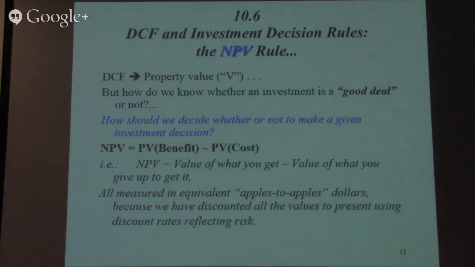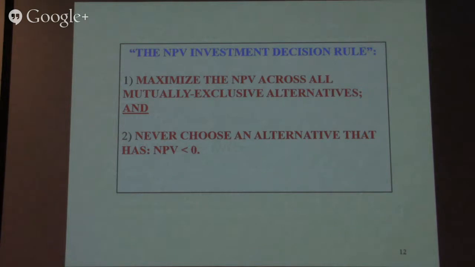Very important that we make it apples to apples. We've got to compare the same kind of dollars here on the benefit side with the same kind of dollars on the cost side. So they have to be all reduced to the same point in time, namely the present. And in doing that, you have to reflect the risk and how the risk may be different on these two sides. So you need to discount them using the appropriate opportunity cost of capital that reflects the risk premium that's appropriate for each of these. So then the rule is very simple. Maximize the NPV across all of the mutually exclusive alternatives, and never choose an alternative that has an NPV of 0.